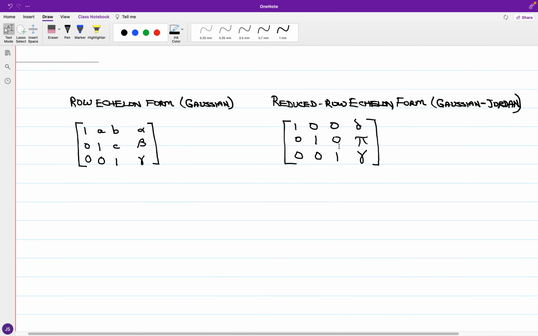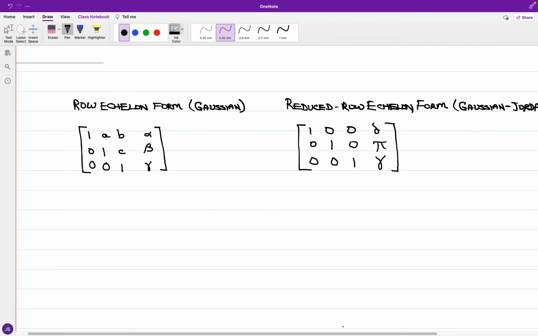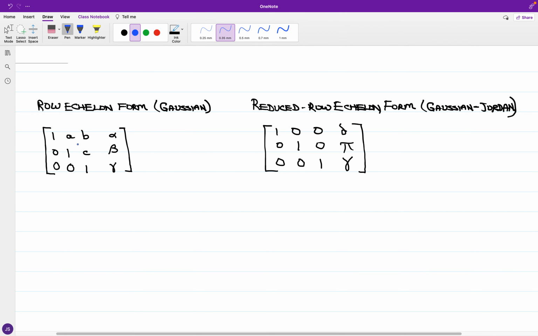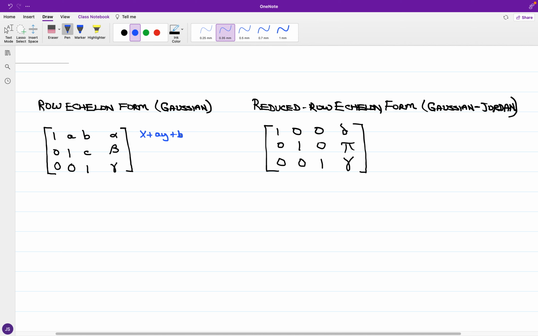Okay, so let's just take a sampling of what we have for the row echelon and the reduced row echelon forms. So you have a 3x4 equation system. In the case of solving for x, y, and z, the first row would have x plus ay plus bz equal to alpha.